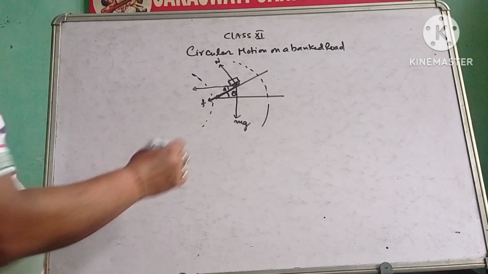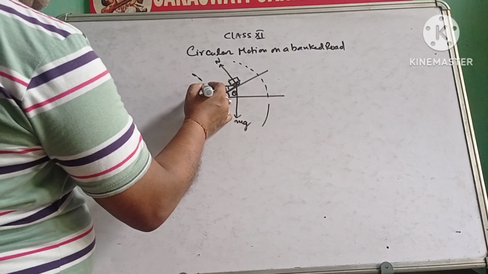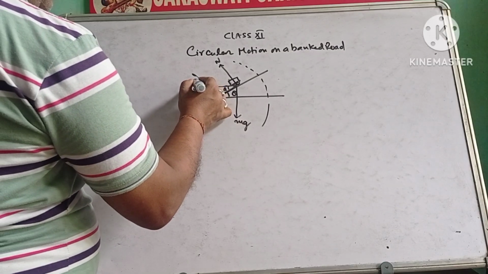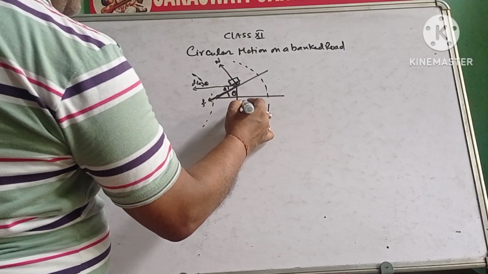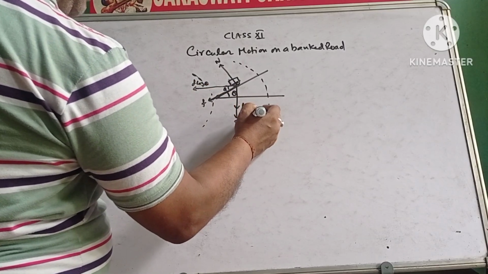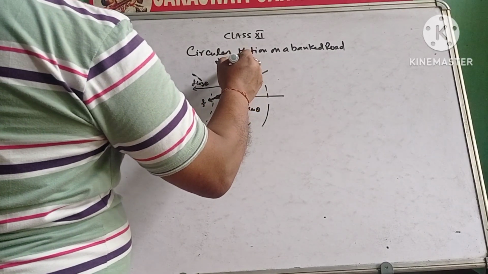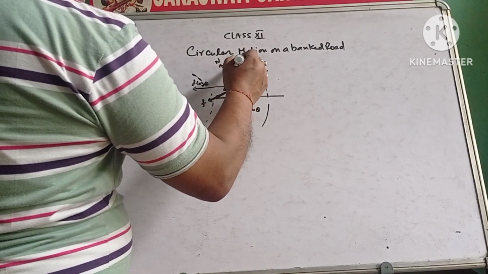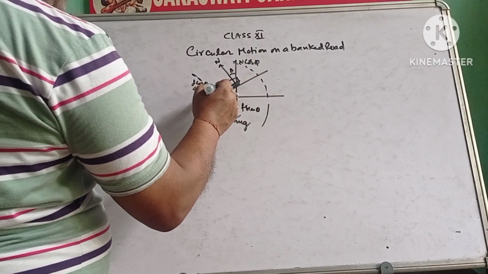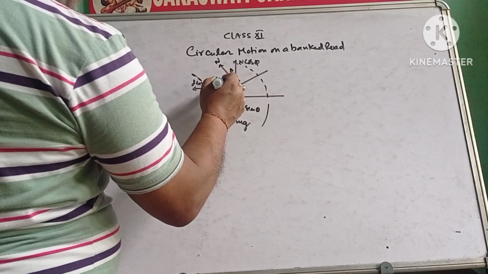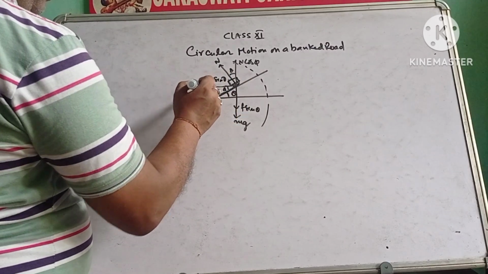So here this frictional force has a component here, this is F cos theta, and another component here, that is F sin theta. Similarly, your normal reaction has two components. One is N cos theta, and another is N sin theta.